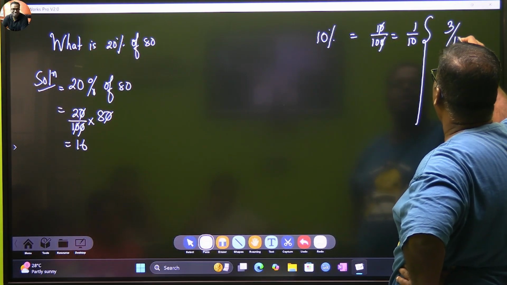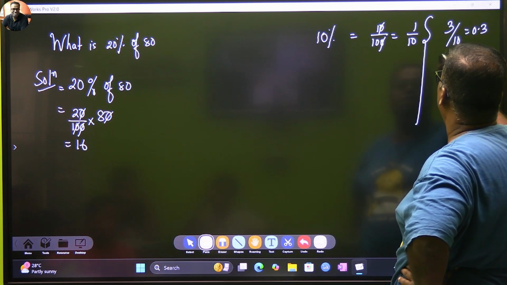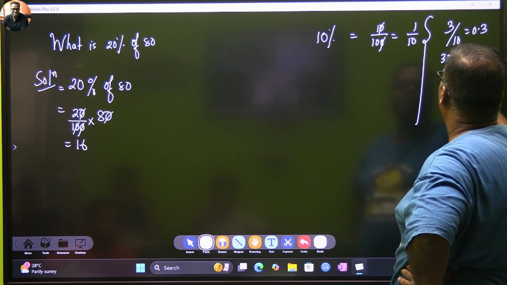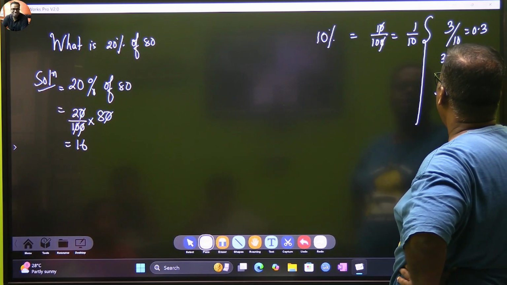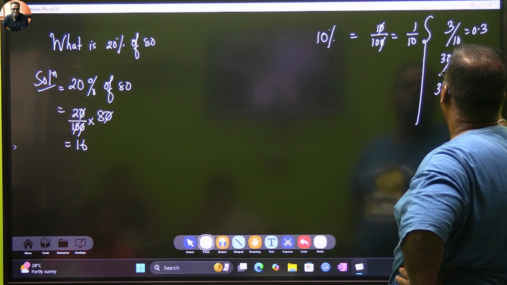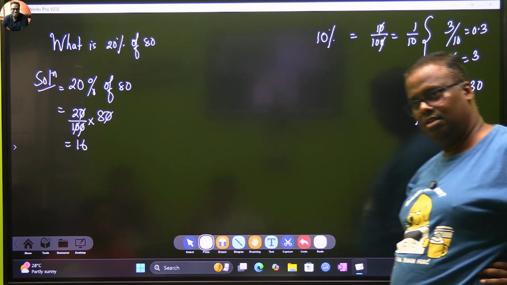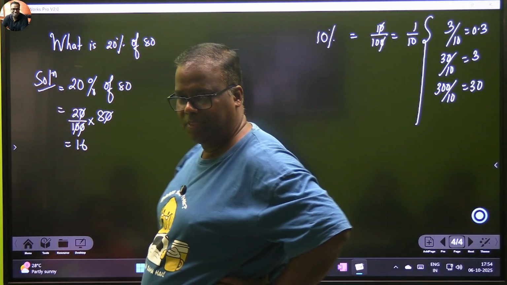3 divided by 10, 0.3. 30 divided by 10, 3. 300 divided by 10, 30. Very easy. You understand? Clear?